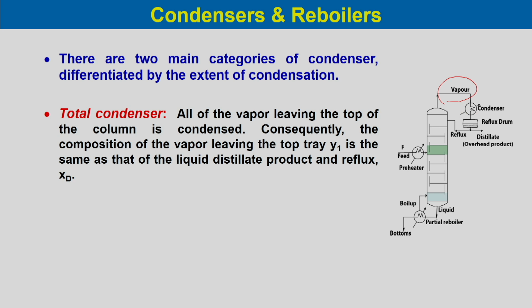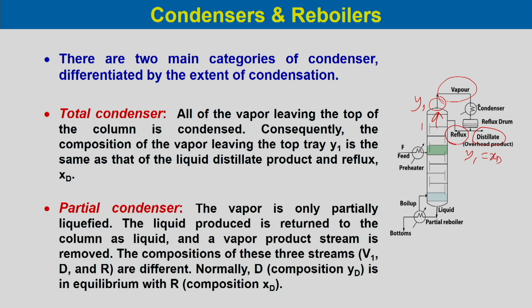Consequently, the composition of the vapor leaving the top tray, suppose this is leaving and its composition is Y1, because this vapor is coming from tray number 1, say, is the same as that of the liquid distillate product and reflux, XD. So, because all the vapors are condensed, the reflux composition and the distillate composition would be the same as Y1. So, Y1 would be equal to XD.